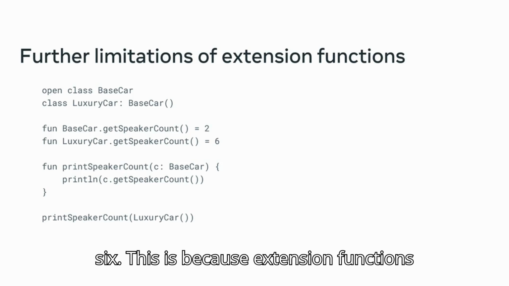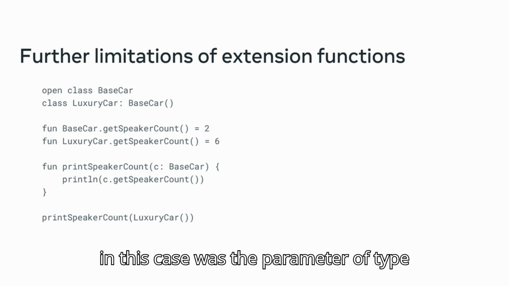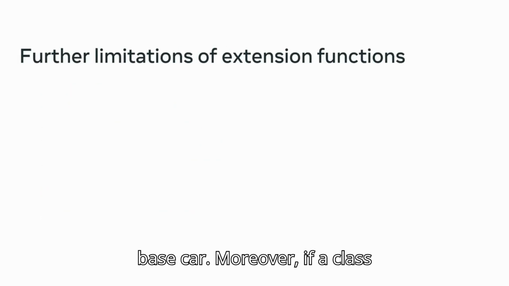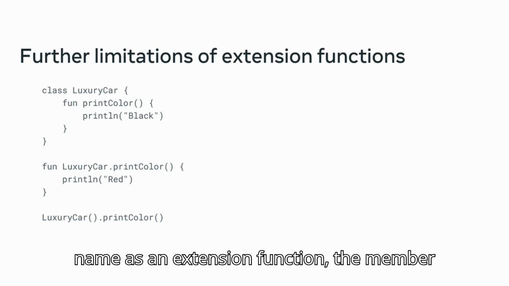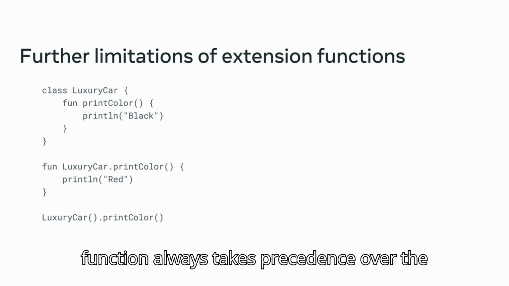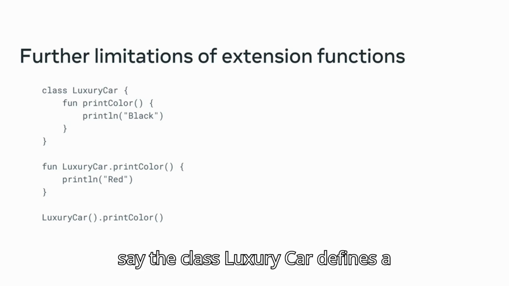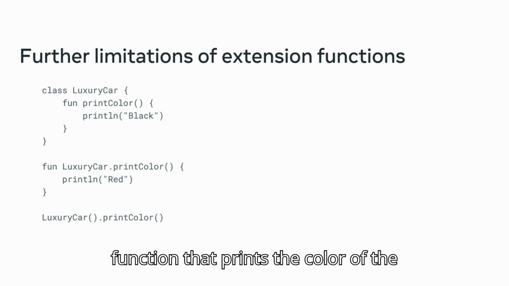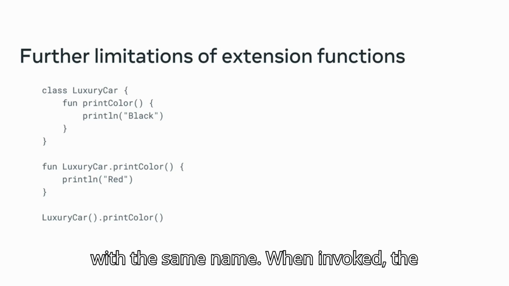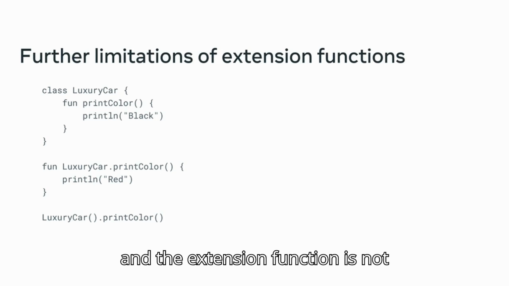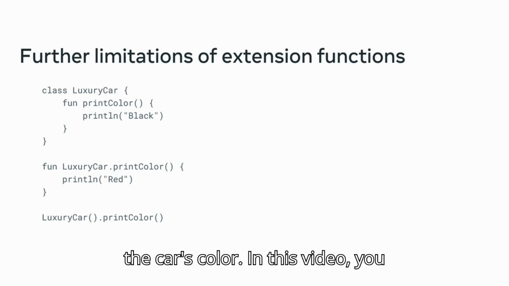This is because extension functions get invoked on the declared type, which in this case was the parameter of type base car. Moreover, if a class defines a member function with the same name as an extension function, the member function always takes precedence over the extension function. For instance, let's say the class luxury car defines a function that prints the color of the car, and there's an extension function with the same name. When invoked, the function defined in the class is called and the extension function is not executed. Therefore, this prints black as the car's color.